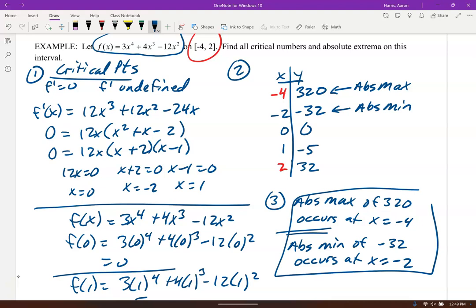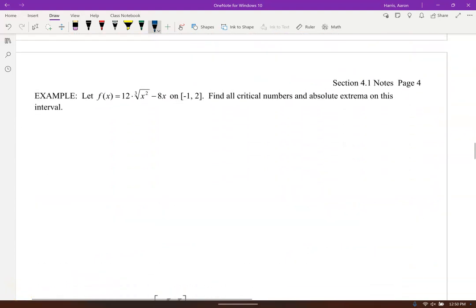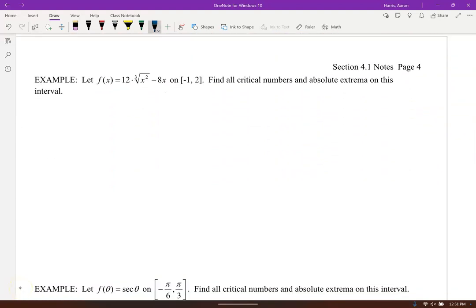And those are our absolute extrema on this closed interval. All right, let's do some more here. For this one, our function is 12 times x squared to the 1/3, so 12x^(2/3) minus 8x. And number 1, let's find our critical points.